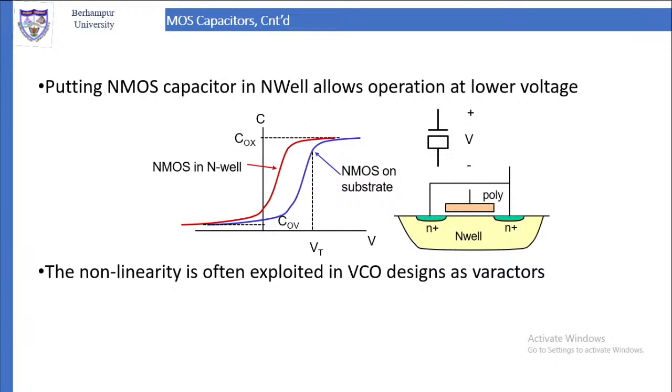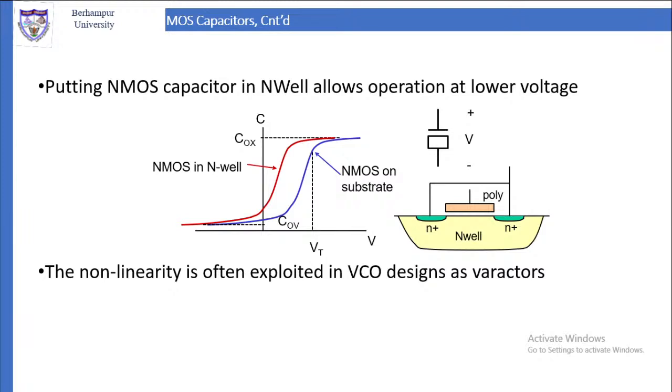Look at the figure. The y-axis is the capacitance, whereas the x-axis is the voltage. The capacitance varies between COX and COV. I am sure you know what COX and COV are.